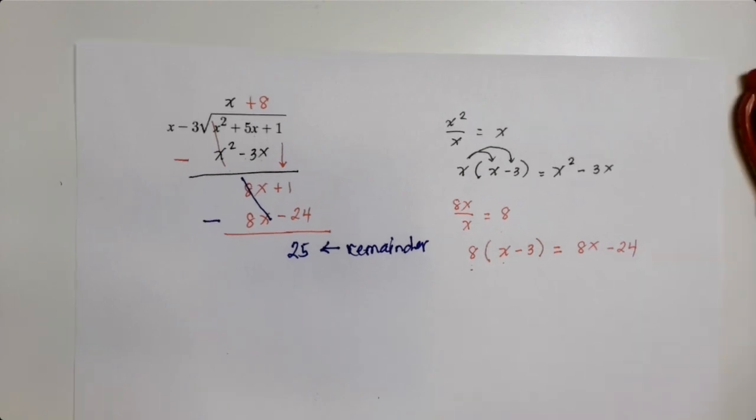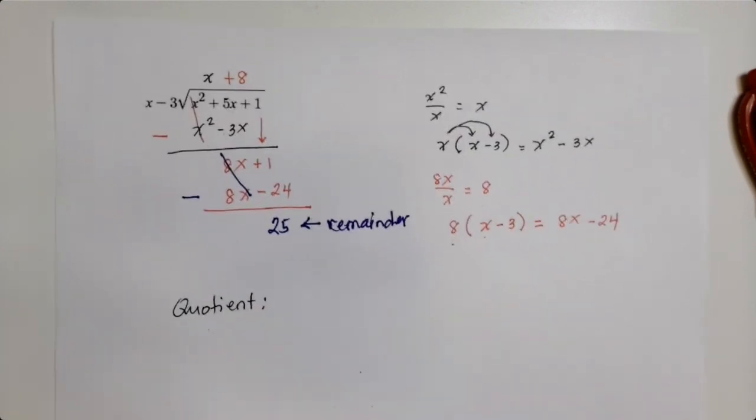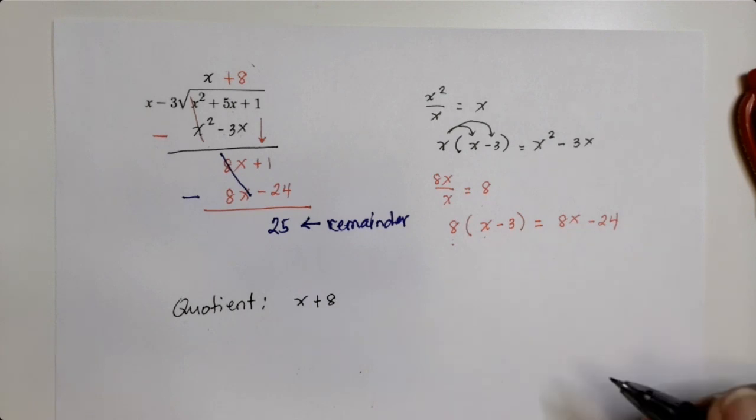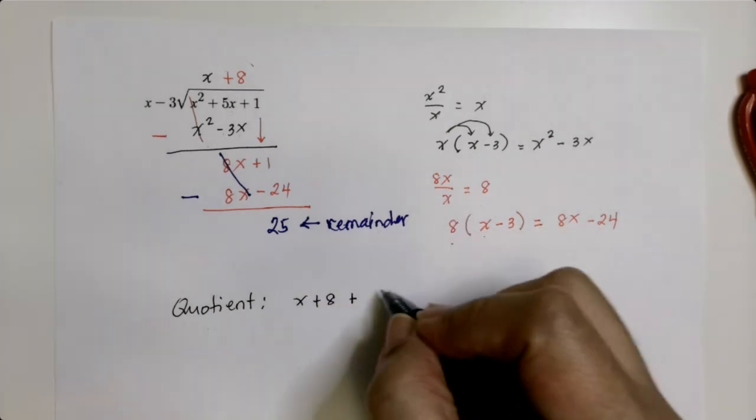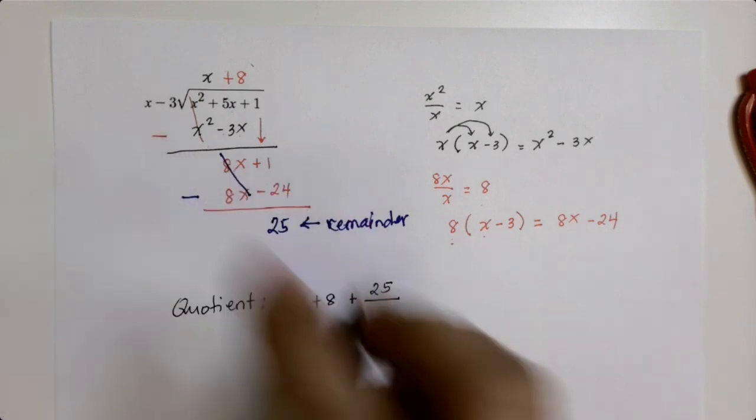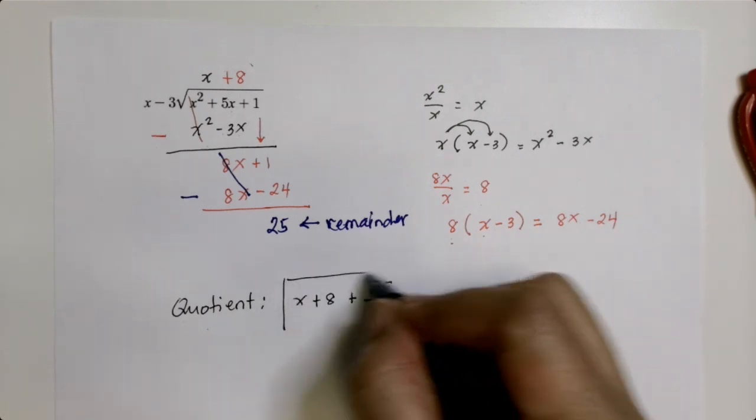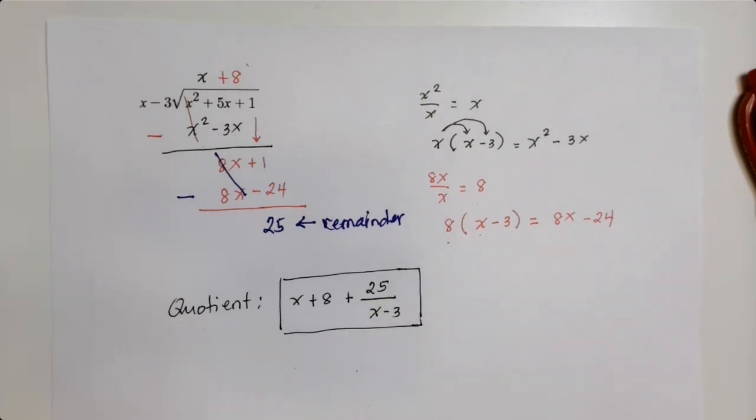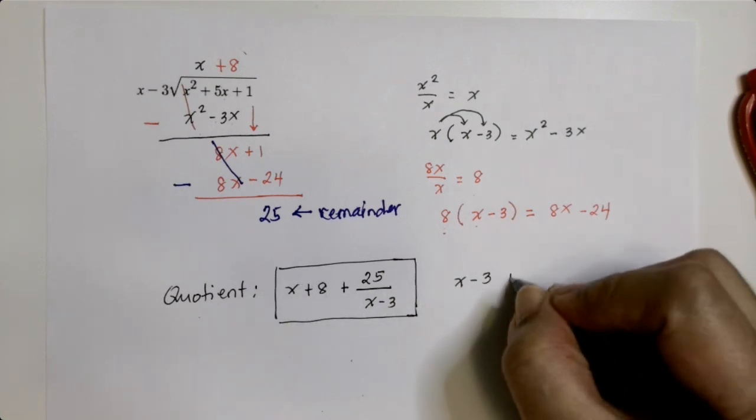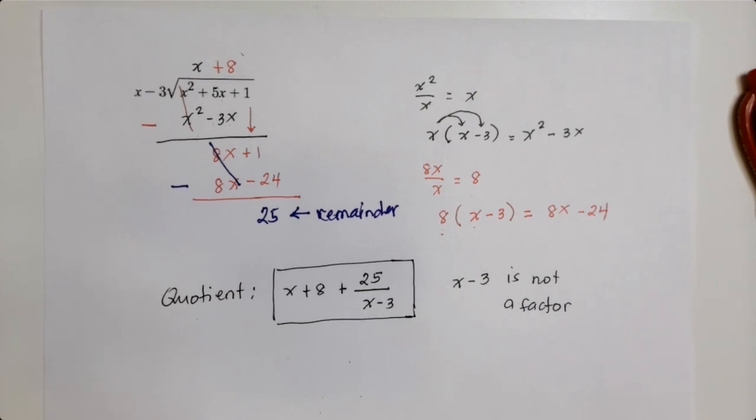Now, to write the answer, or the quotient, the quotient would be whatever values you got here. So x plus 8. And then the remainder will be added. So that's the remainder over the divisor. So 25 over x minus 3. This would be the quotient, the answer to this problem. And since the remainder is not equal to 0, then x minus 3 is not a factor. It's not a factor of x squared plus 5x plus 1.